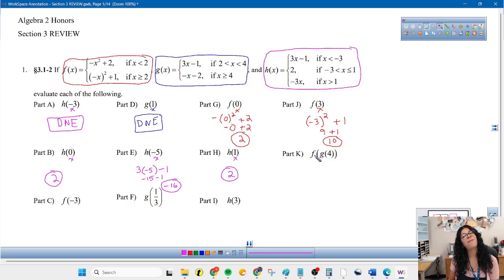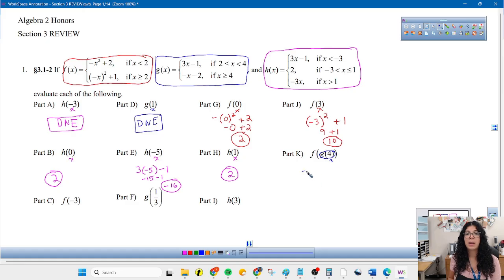Next we have f of g of 4. So we have a little bit of composition here. First I'm going to start with the inside part, and I'm going to find what is g of 4. So I'm plugging in x of 4 into the function g. If I plug in 4, is 4 in between 2 and 4? Notice 4 is not included here. So I will use the second one. 4 greater than or equal to 4, that's true. So I'm going to use the second equation for g there.